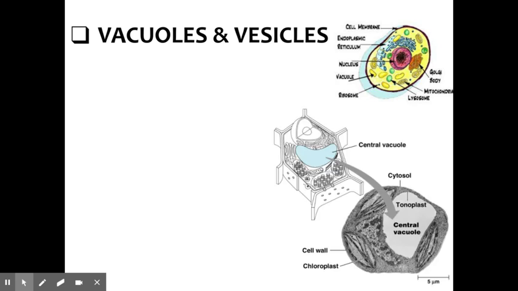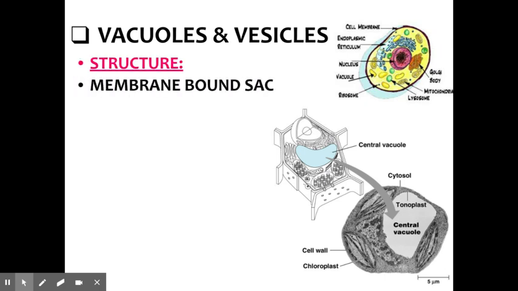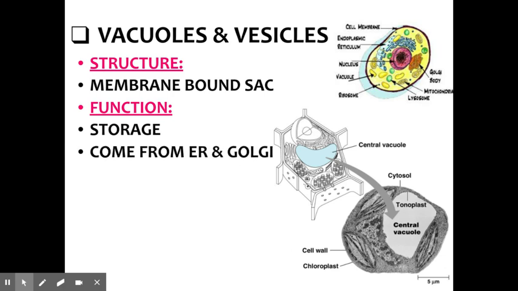Vacuoles and vesicles are kind of pretty much the same thing. The structure, they're basically a membrane-bound sac, and their function is storage. They come from the ER and the Golgi, and they typically have products in them, whether it be protein or lipid steroids or whatever it happens to be.